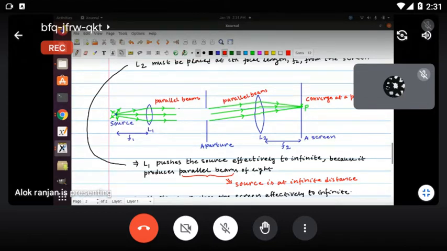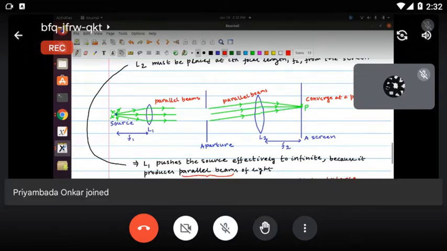Okay. So now, as you can see, by putting this first lens, we can effectively push the source towards infinite. It is not actually infinite, since we are receiving the parallel wavefront, which falls here on the apparatus. As I said, one can obtain the plane wavefront when the source is at a very large distance. So putting the first lens, we push the source effectively towards infinite.